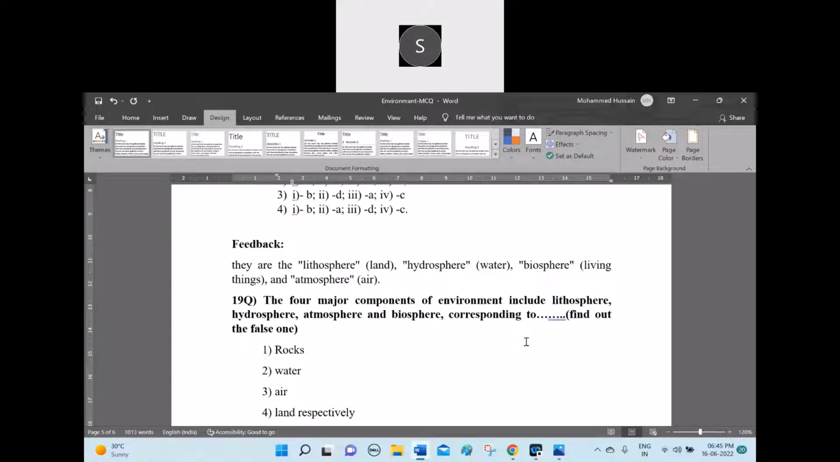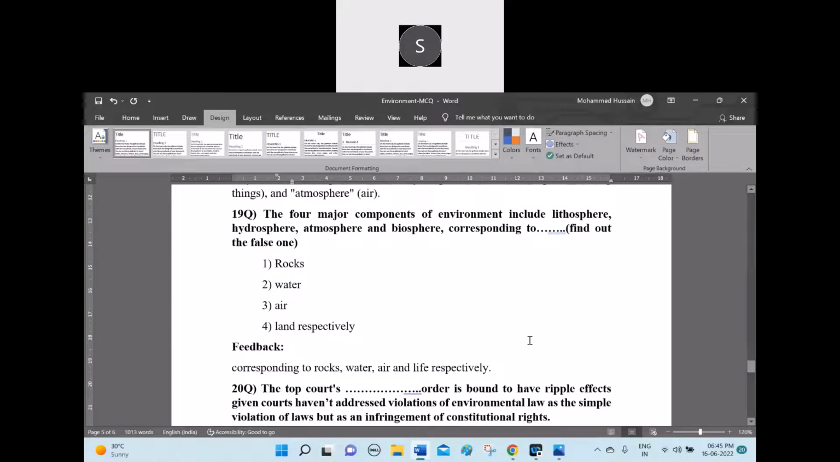First one, rocks. Corresponding to rocks, water, air, and life, respectively. That means everyone is correct. All one is correct. So I should say, which one is correct now? Find out the false one. I think the false one, I made it rocks. Rocks is not there, yeah.